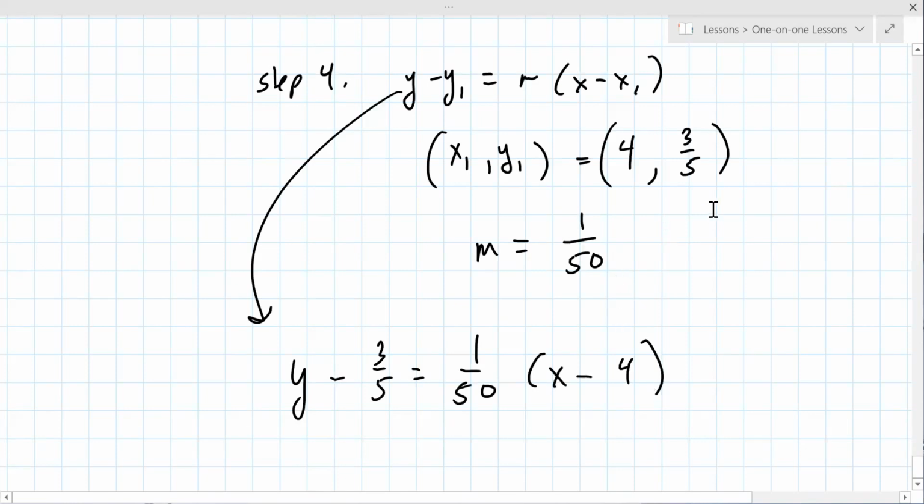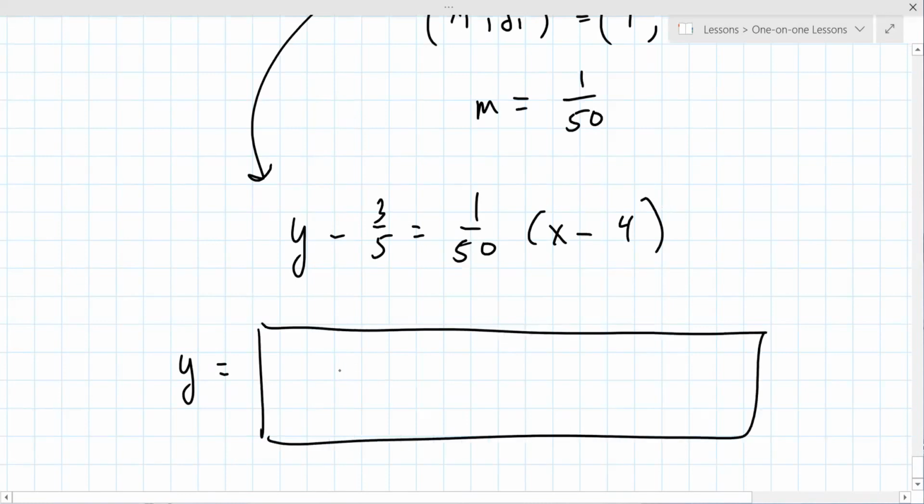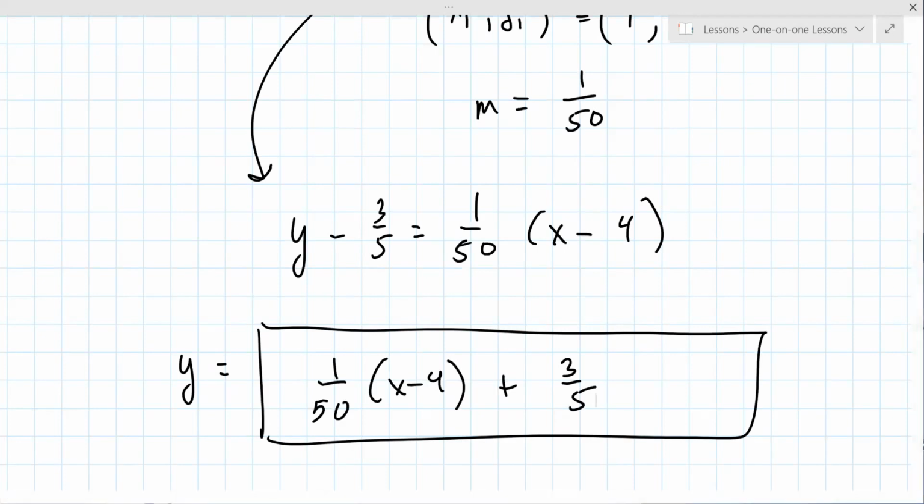Let me just check the WebAssign. It's already solved for y. So here's how I would have entered this into WebAssign in the box here: I would have kept this on the right, 1 over 50 x minus 4 plus 3/5. It will totally accept that, and you don't make any potential errors trying to write it in there.